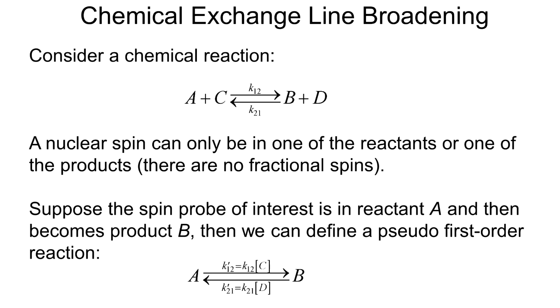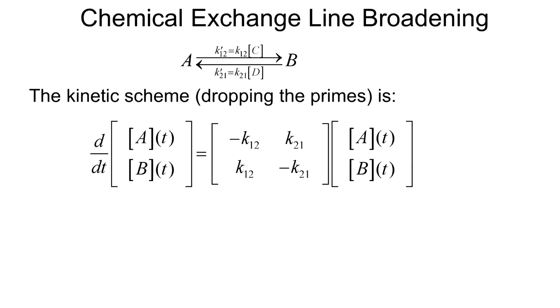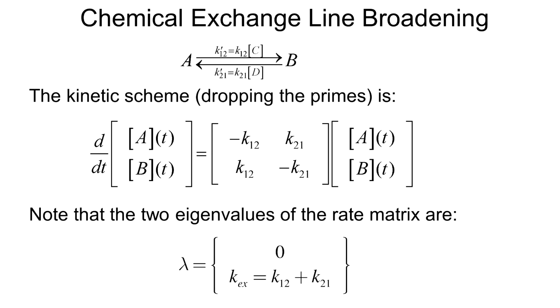And then we can write down a kinetic rate equation. Again, this is chemical kinetics. We just have gains and losses. I don't want to write primes all the time, so I'm dropping the primes, and we just have to remember that these sometimes might be pseudo first-order reactions. But there's the chemical kinetic expression. And again, we'll just remind ourselves that the eigenvalues of the rate matrix are 0 and the sum of the two rate constants. So once again, the only time constant in the problem will be 1 over KEX.